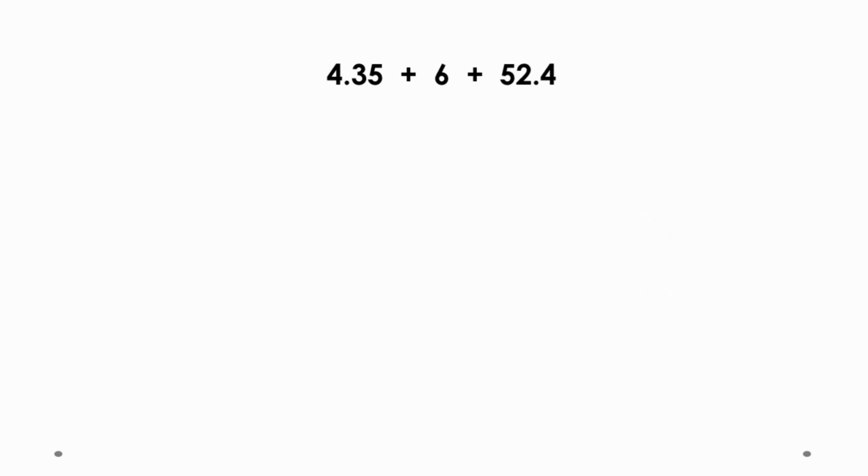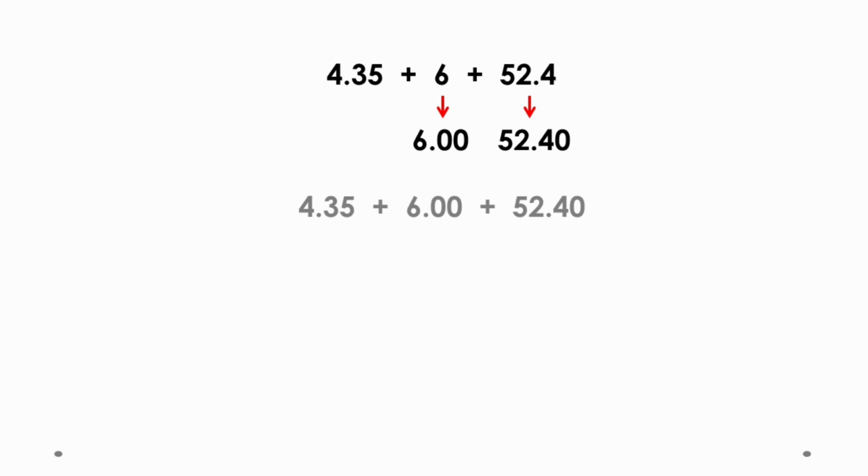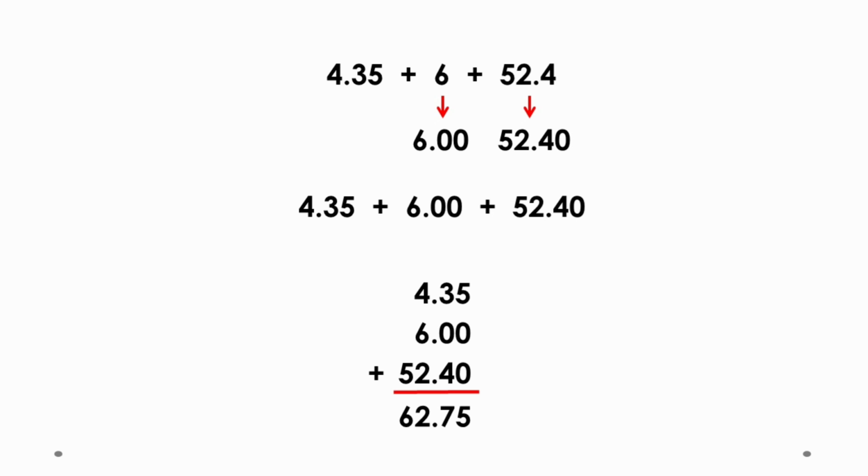This was simple. Let us now try to solve 4.35 plus 6 plus 52.4. As we can see that these are unlike decimals. So how do we place them for addition? The answer lies in converting them into like decimals. 6 can be written as 6.00 and 52.4 can be written as 52.40. Now our numbers read as 4.35, 6.00 and 52.40 and they are like. Now we can easily place them in vertical format and add. We get the result of this addition as 62.75.